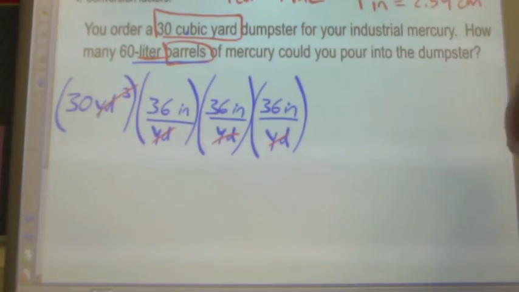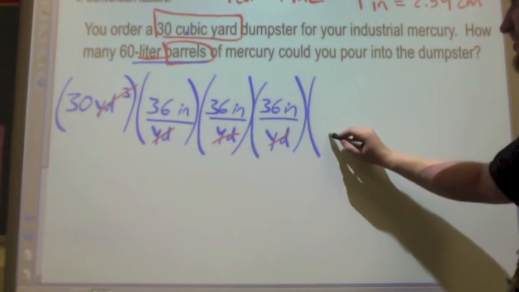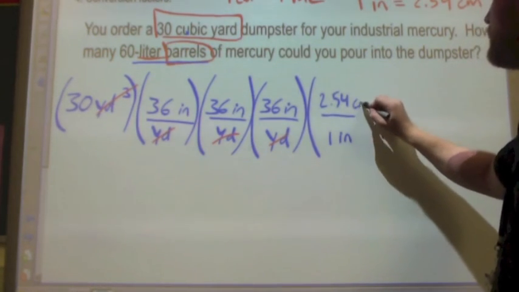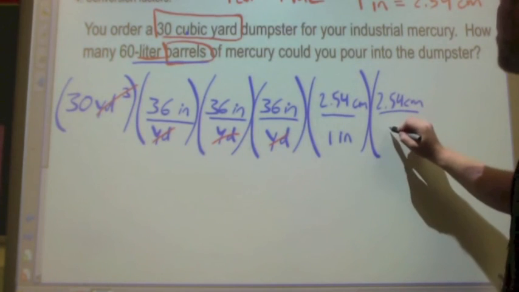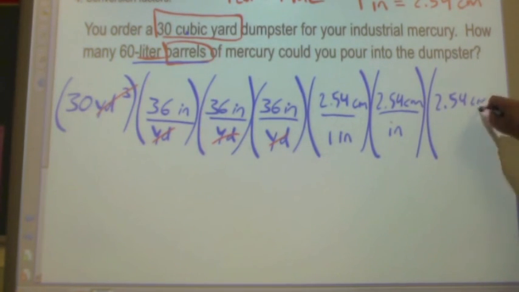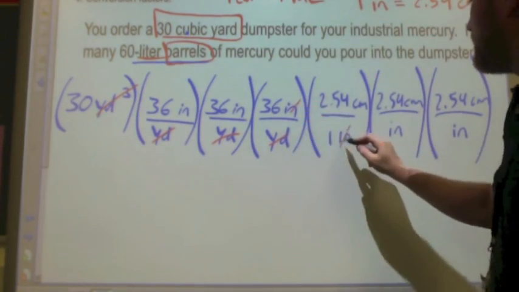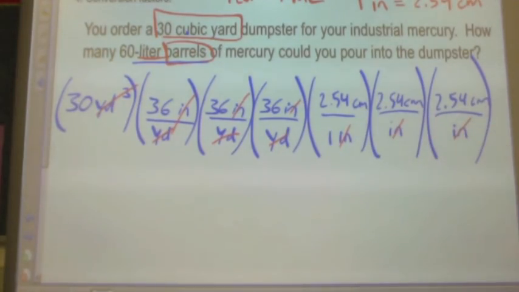Let's go from inches to centimeters. Inches are up here, so we need inches down here. And that's 2.54 centimeters over inch. 2.54 centimeters per inch. Inch cancels inch. Inch cancels inch. Inch cancels inch. We're left with centimeter cubed. Good.